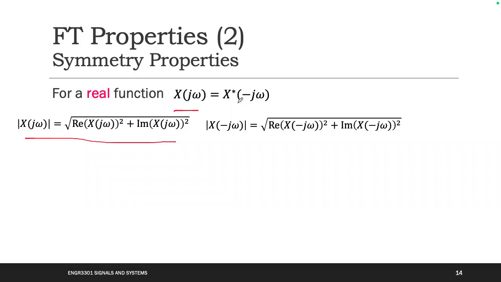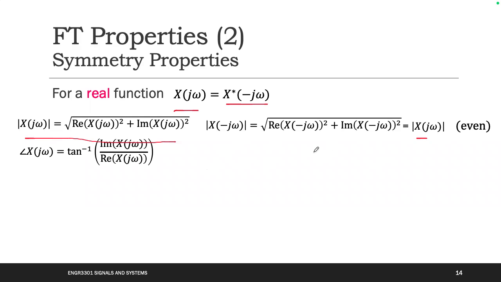And then for this one, the magnitude can also be calculated with this equation. Am I right? Which means those two should be equal to each other. This one should equal this one. That makes sense to you? And if this one equals this one, it means it is even.